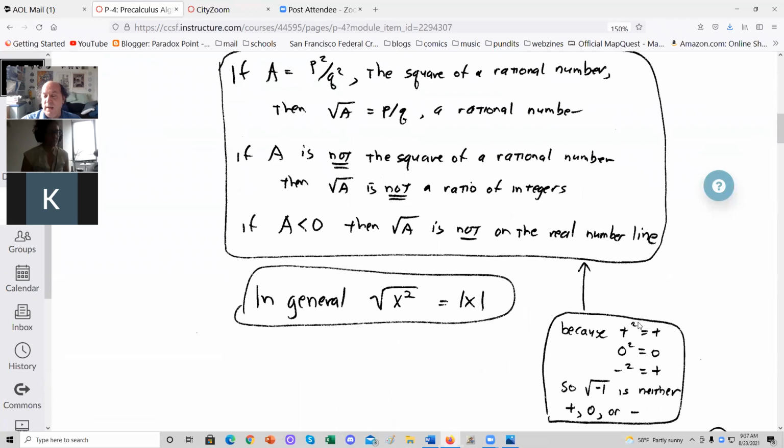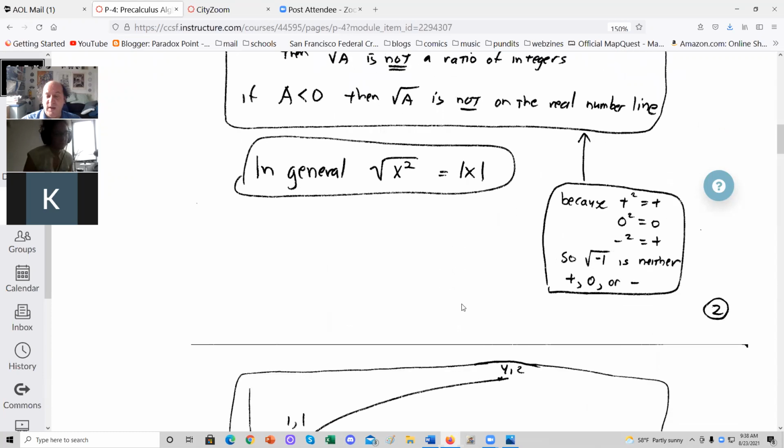The reason why is that when you square any number, it's either positive or 0. So the square root of negative 1 can be neither positive, 0, nor negative. It's off the number line, and it's a different kind of number. We'll get to that later. In general, the square root of a square is an absolute value. Square root of x squared is absolute value of x.